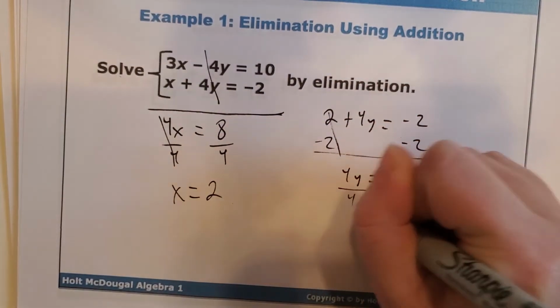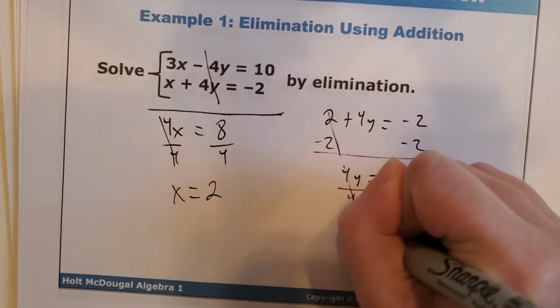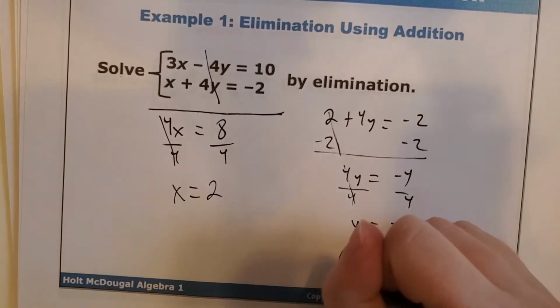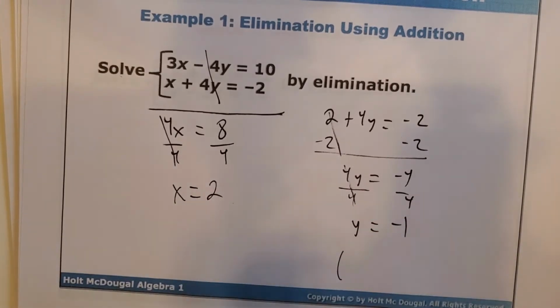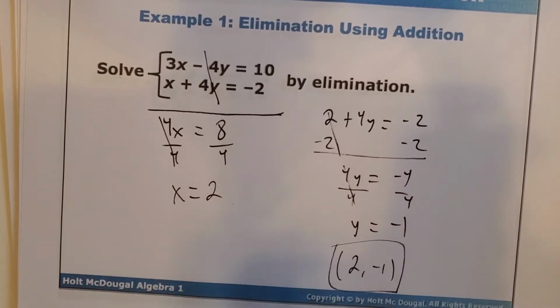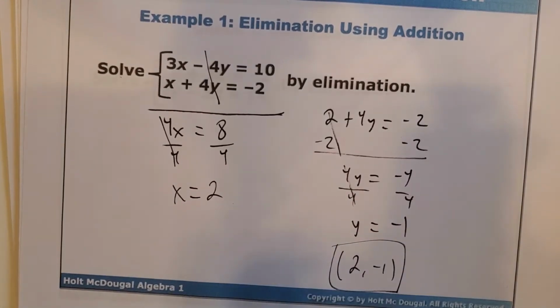So we do that, divide by 4, and y equals negative 1. So there's our x, there's our y, and same exact thing like we would do in substitution. We're going to write our final answer as an ordered pair. So x comma y, 2 comma negative 1. And that's the basics for solving by elimination.